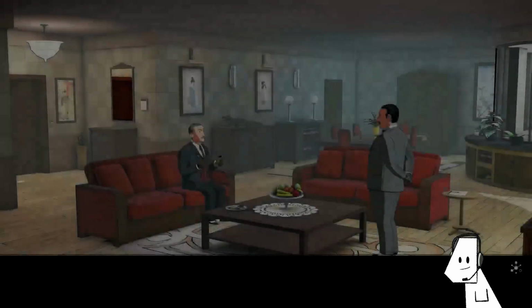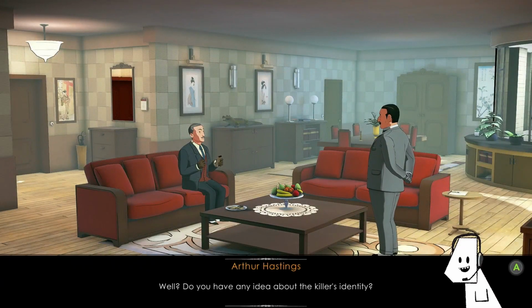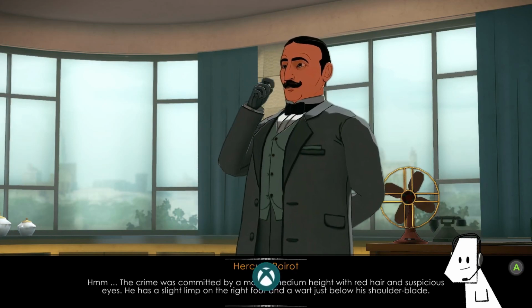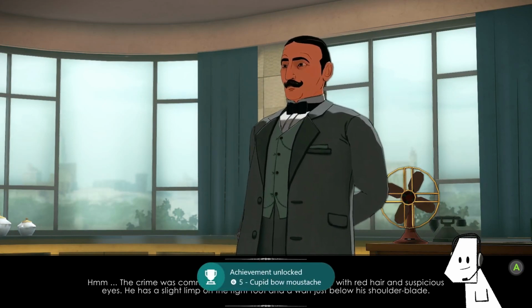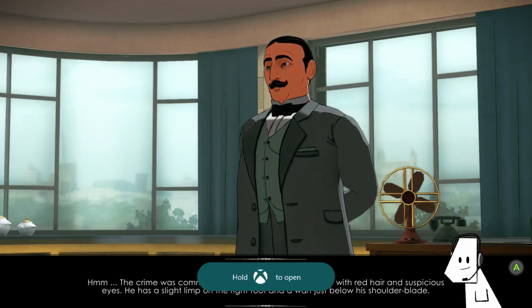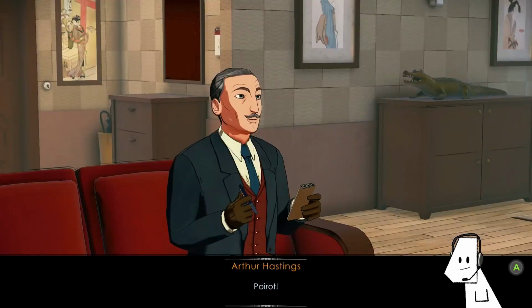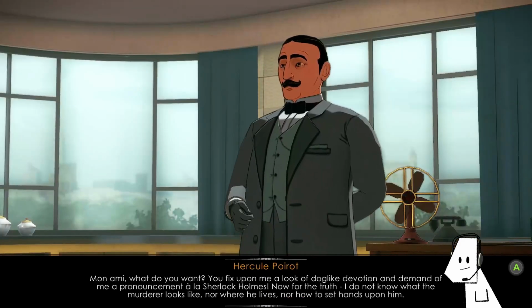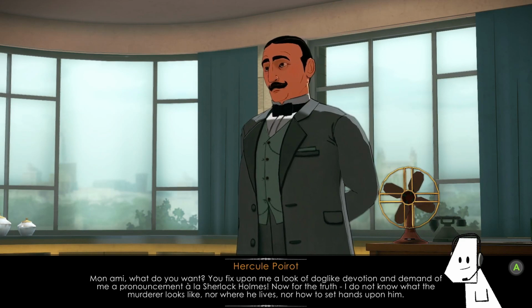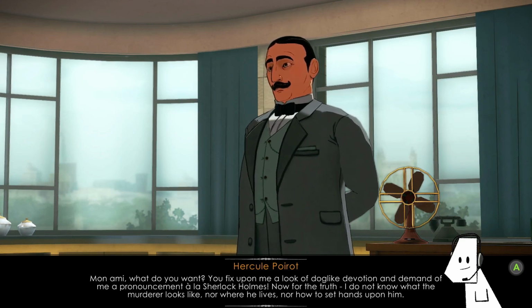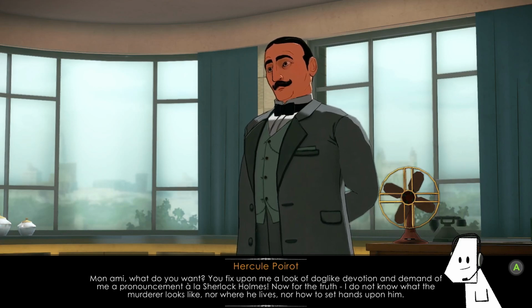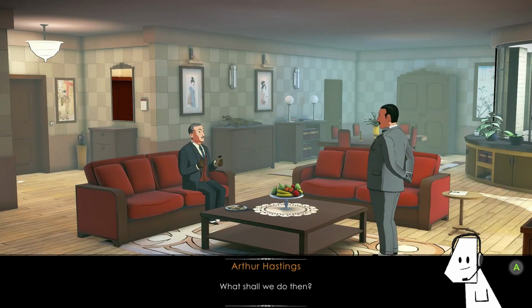Well, do you have any idea about the killer's identity? The crime was committed by a man of medium height, with red hair and suspicious eyes. He has a slight limp on the right foot, and a wart just below his shoulder blade. Poirot! Mon ami, what do you want? You fix upon me a look of dog-like devotion and demand of me a pronouncement à la Sherlock Holmes. Now for the truth. I do not know what the murderer looks like, nor where he lives, nor how to set hands upon him.